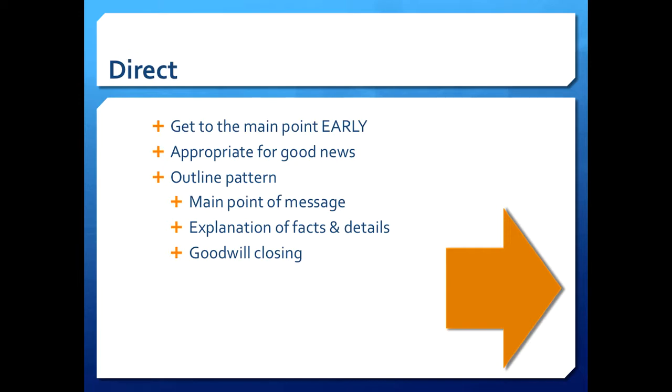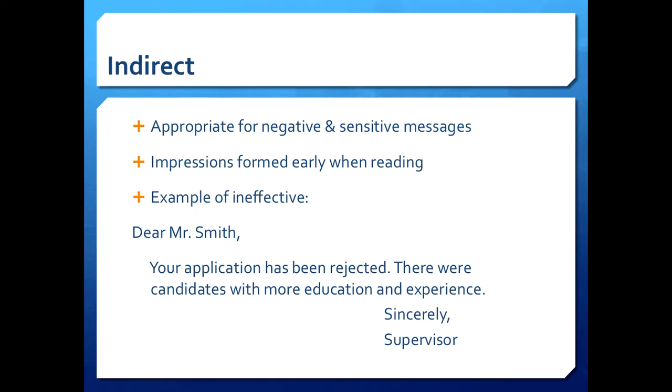Typically, it's an outline pattern. You want to get to the main point of the message quickly and explain facts and details and have a goodwill closing. Again, a message of connection, that we have the reader's best interest at heart. That's what goodwill means. This is different from indirect, which is typically more appropriate for negative news or sensitive messages.